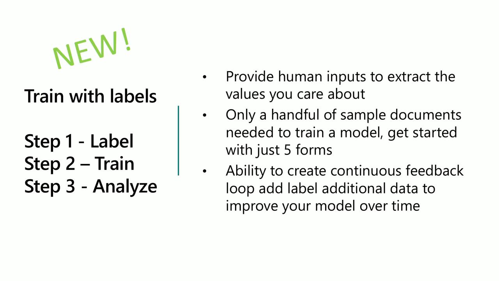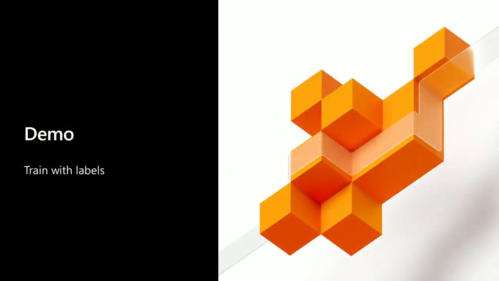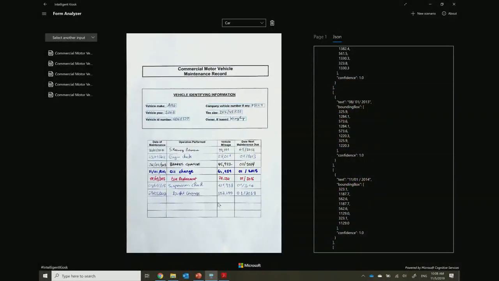So you can start with 5. If that fits, you get high accuracy, and it fits your need, you're good to go. If you want, you can add a little bit more documents to improve the accuracy of the model until you're happy and satisfied with your model. And let's now see a demo of how this works.